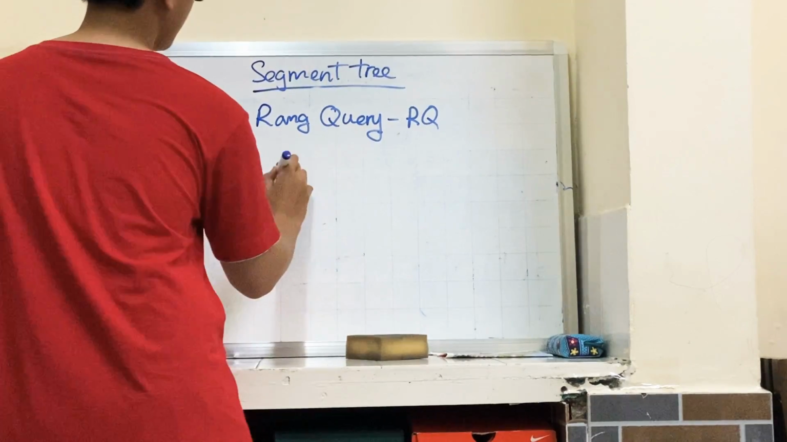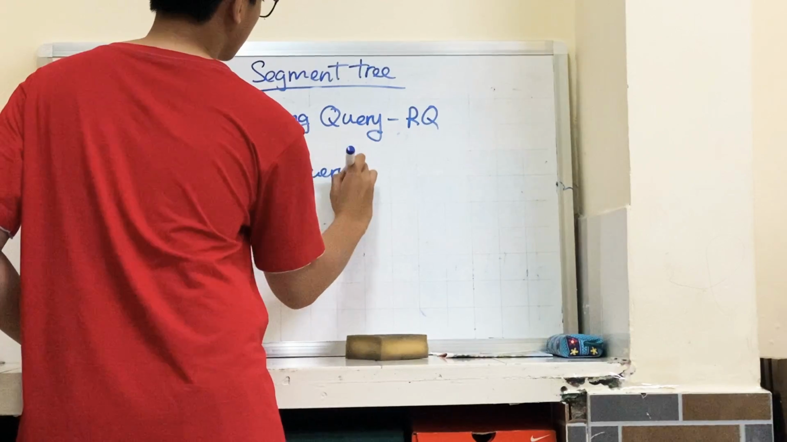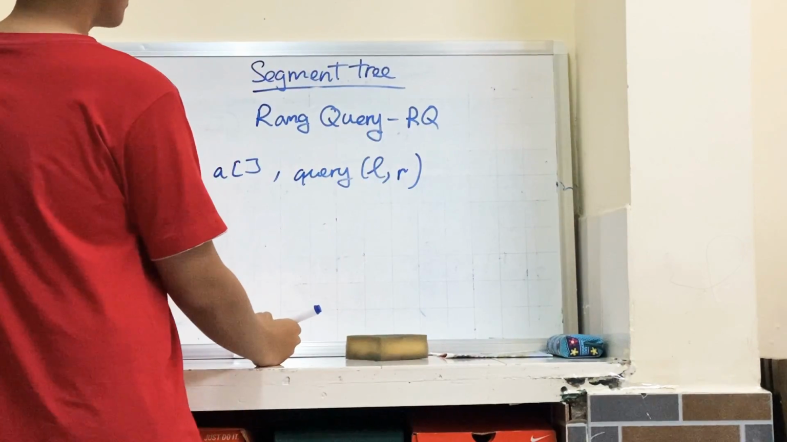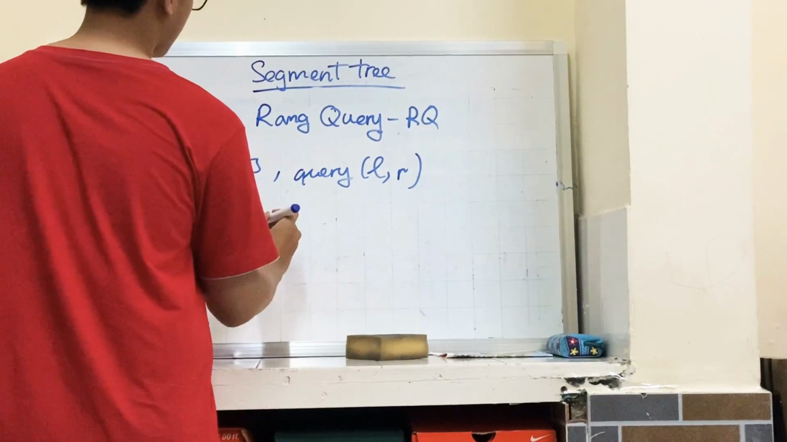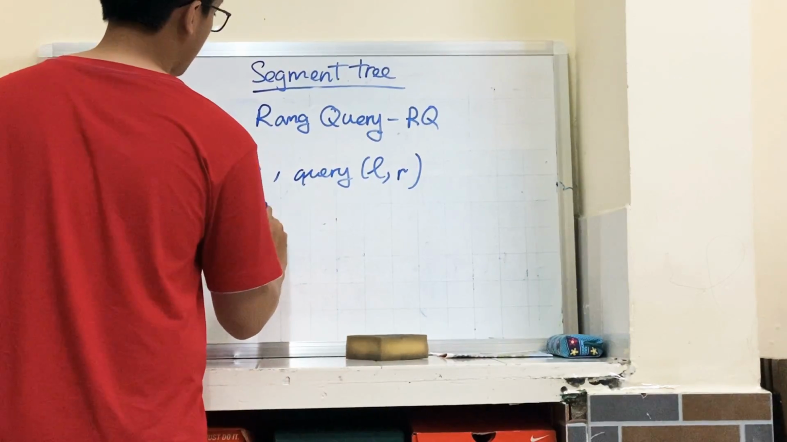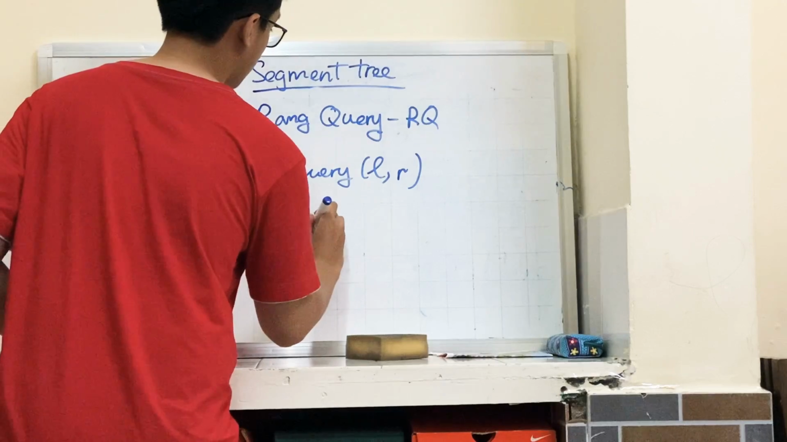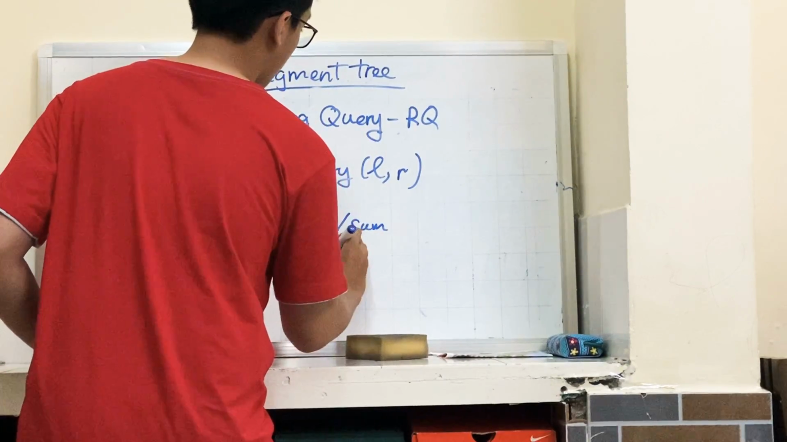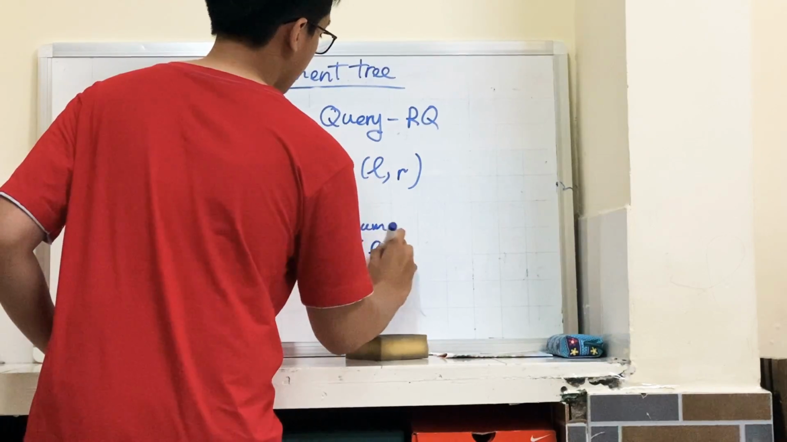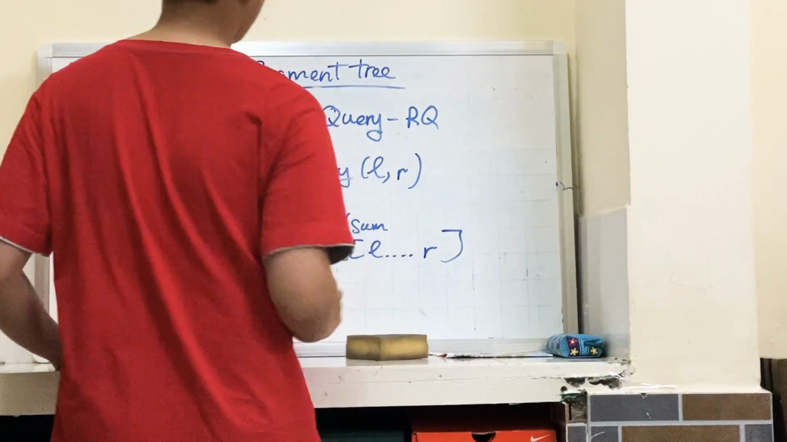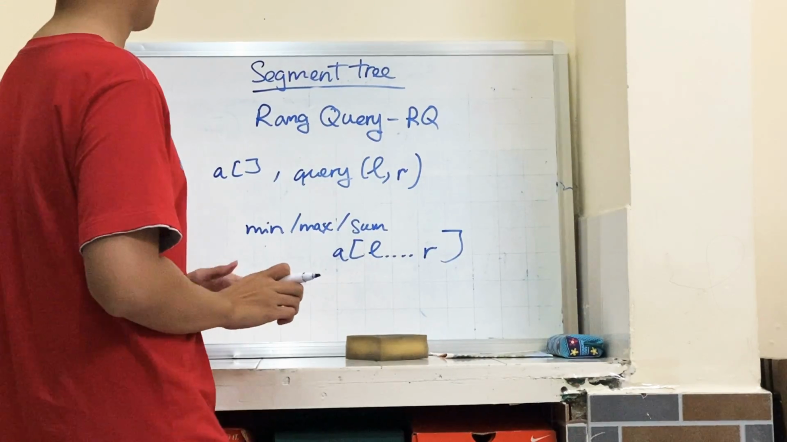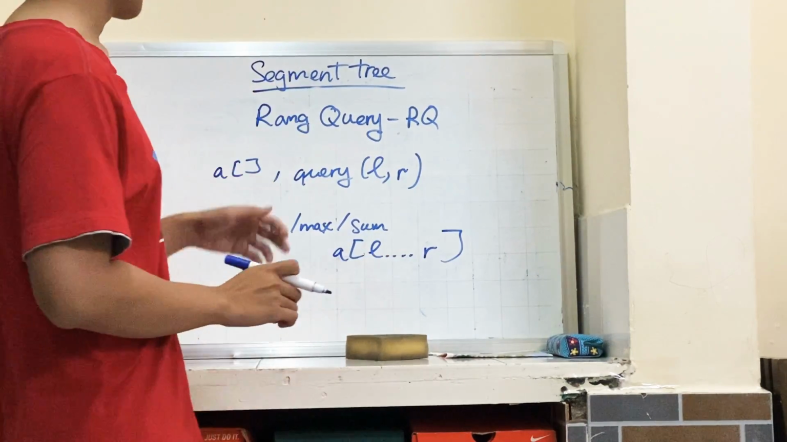and you have a query asking for L to R, and it must return the minimum or maximum or sum of the interval from L to R. It asks for the value of the interval: minimum, maximum, and sum.